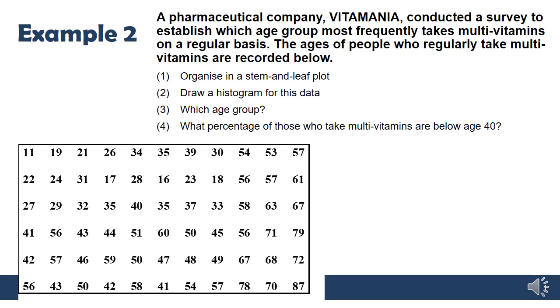Our second and last example today focuses on a pharmaceutical company, Vitamania, which conducted a survey to establish which age group most frequently takes multivitamins. The ages of these people who are taking multivitamins are recorded in the table below. They first want us to organize this in a stem and leaf plot. So let's see what a stem and leaf plot is.